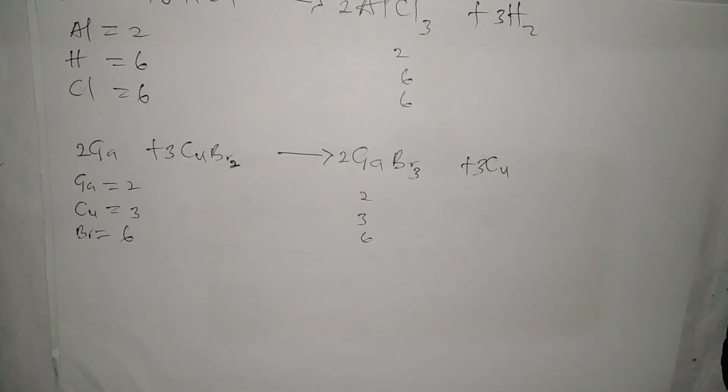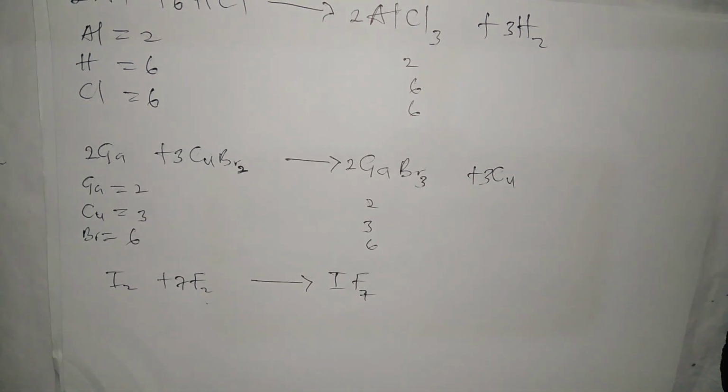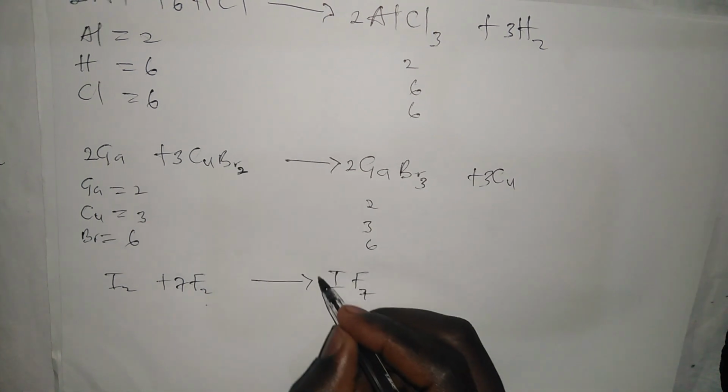Let's look at another question. Now, how do we balance this particular chemical equation? See, we have an uneven number of fluorine atoms in this equation. We have 2 fluorine atoms and then we have 7 fluorine atoms on the other side. So for us to balance this equation, we'll look at the LCM of 7 and 2. The LCM of 7 and 2 is 14. So we'll say 14 divided by 2 is 7, so we'll put 7 here. And then we'll say 14 divided by 7 is 2, so we'll put 2 here.